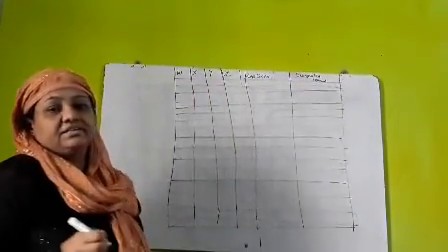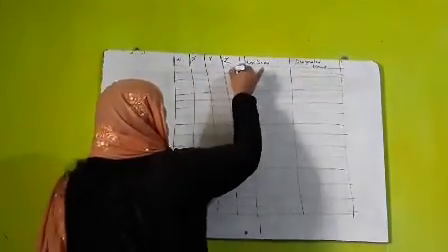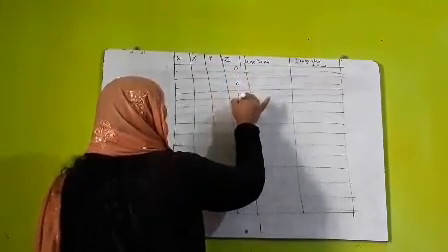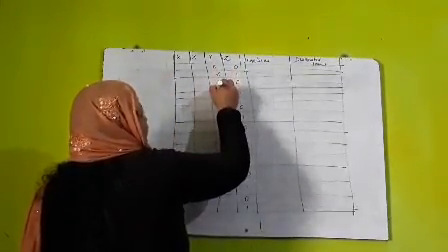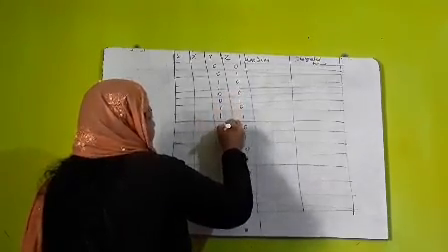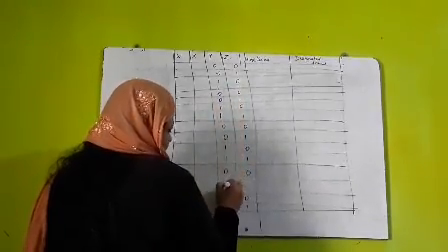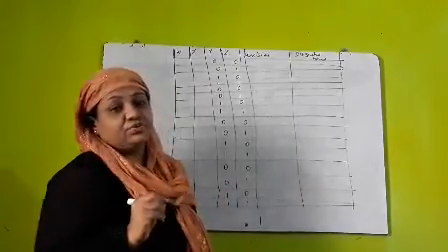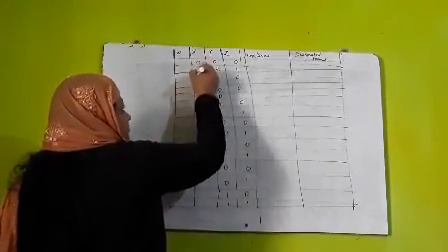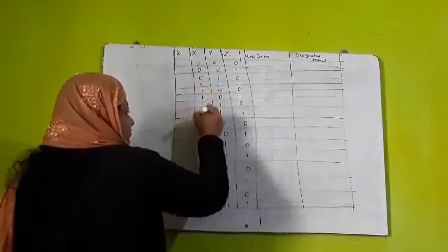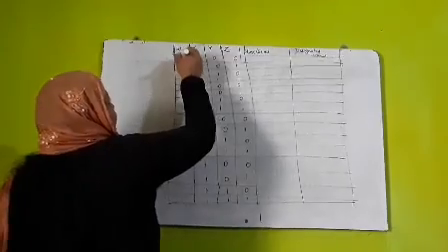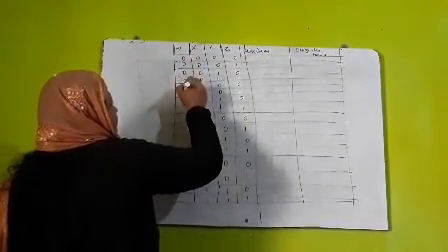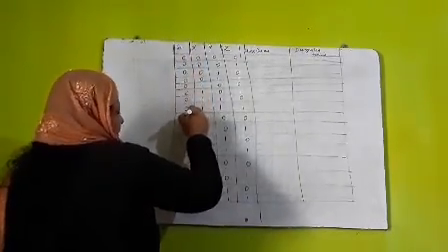So let us start writing the input values for z. Z will be 0, 1, 0, 1, 0, 1. So y will be 2 zeros, 2 ones, 2 zeros, 2 ones. X will be 4 zeros, 4 ones. W will be 8 zeros and 8 ones.